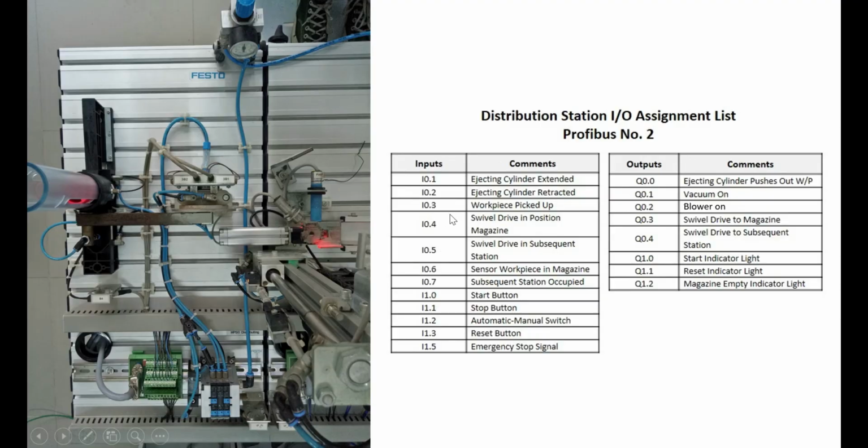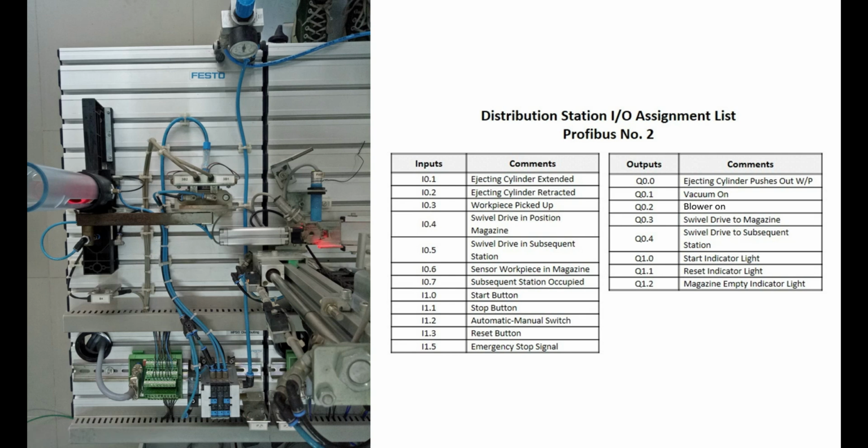I0.3, which is workpiece picked up, it is located here. This is a vacuum switch that when this suction cup vacuums something, especially the workpiece, this sensor will activate. I0.3 will activate. Next one is I0.4 and I0.5.